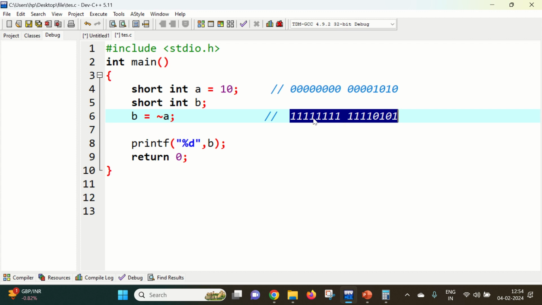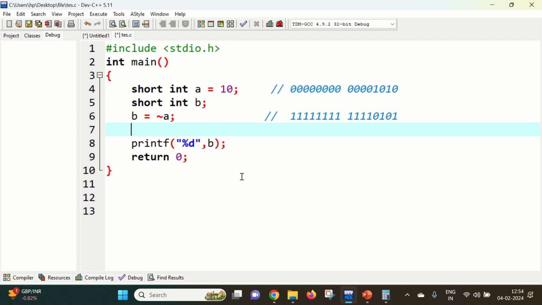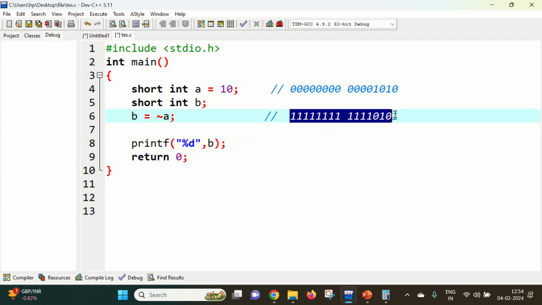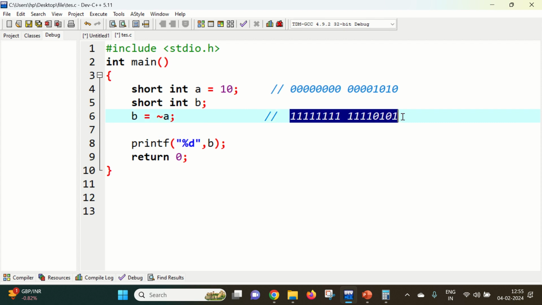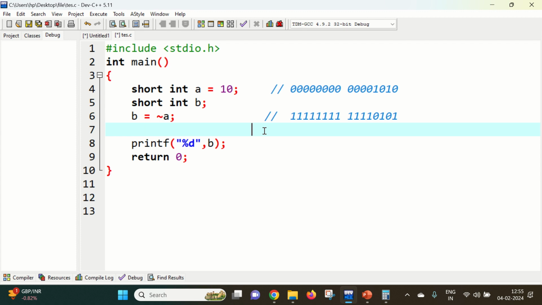And if you want to find, this is the only thing to understand, what is the number whose complement is this number. So the simple process is to again take the 2's complement of this number and you will get the original number. Okay, I think you get my point.